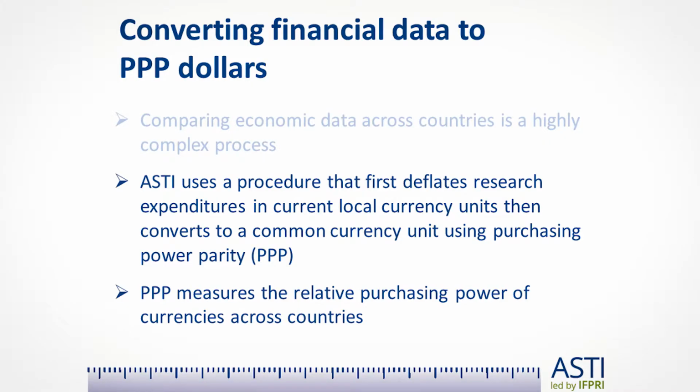That's why ASTI has chosen to use purchasing power parity dollars, or PPP dollars. PPP exchange rates are collected annually by the World Bank and really reflect the purchasing power of countries, and are based on a very wide basket of goods and services in each country. So these purchasing power parity exchange rates really reflect the purchasing power of countries much better than do the market exchange rates.